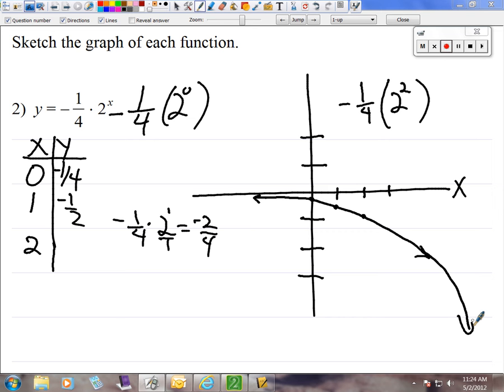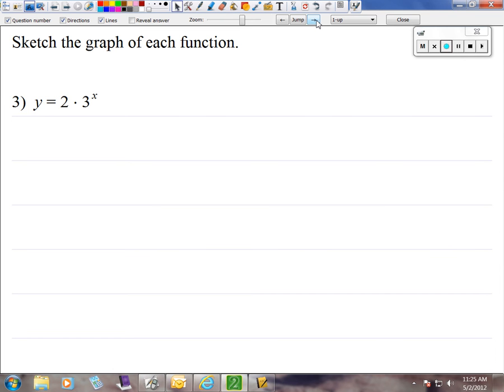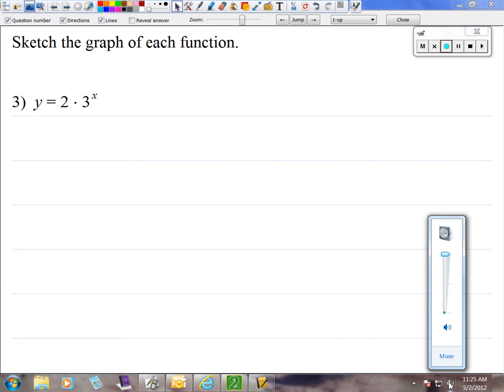All right, let's do number... Wait a minute. Yeah, number 3, and then we're going to do 5. Let's do number 3. See if you can do number 3 on your own. Let's see if you can do the whole table and graph on your own. Again, you always start with 0 for your first point.